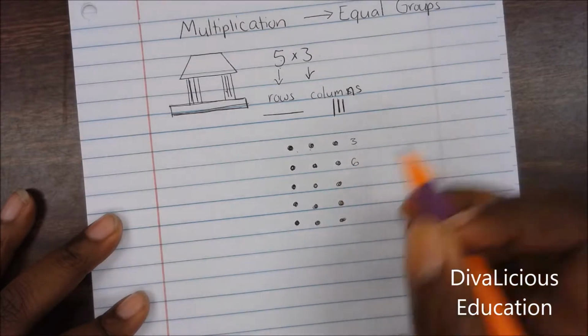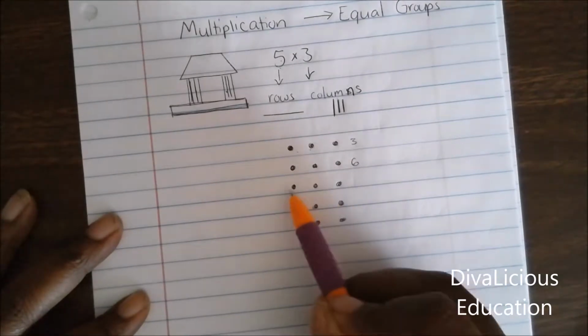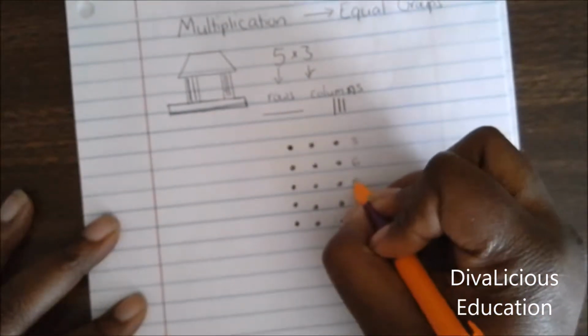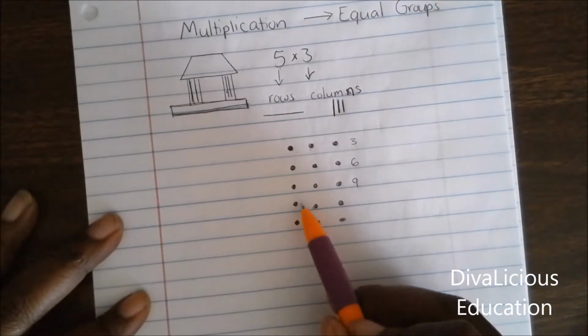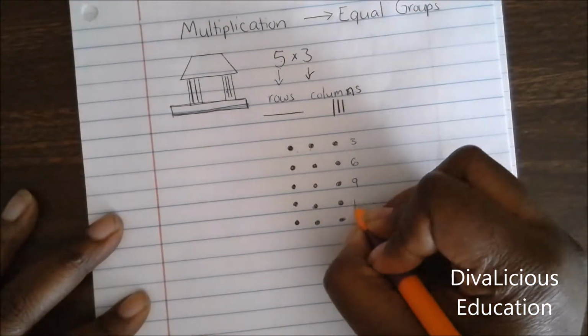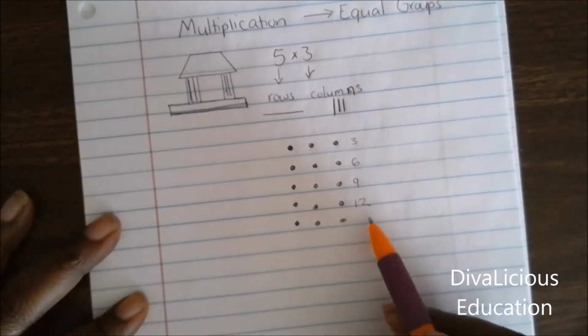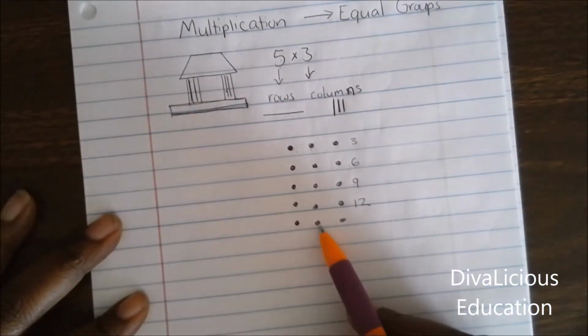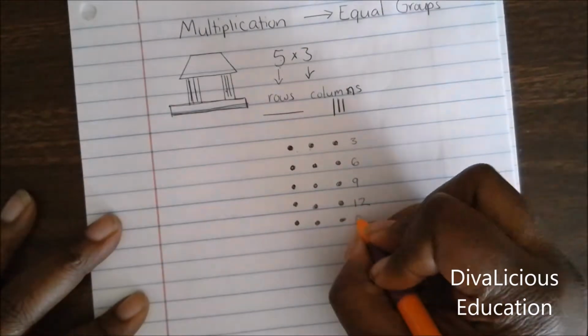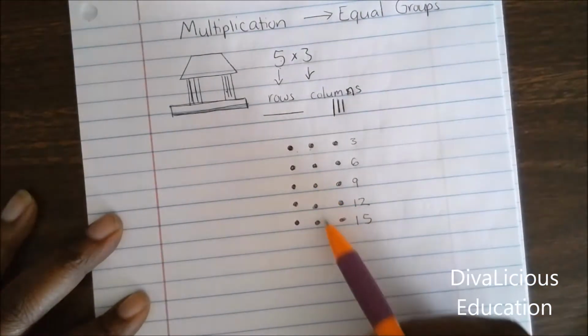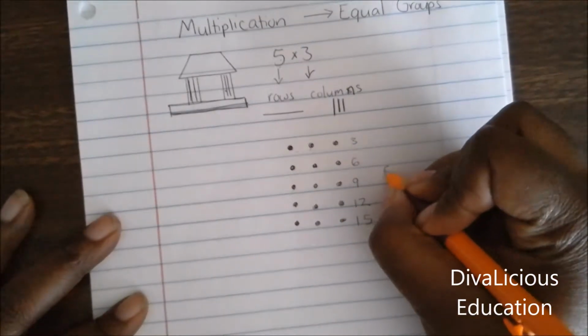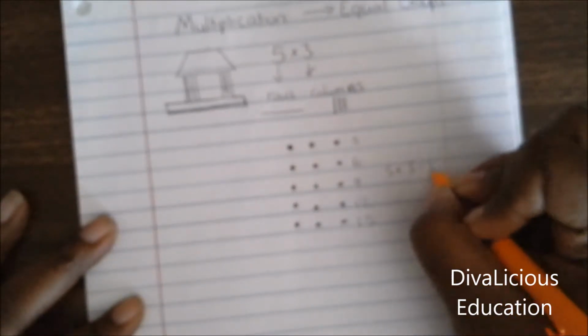So I know that this row is 3, and I know that this row is 6. And if I'm not sure what the next number in the pattern is, I can count it. 7, 8, 9. And then I know that another group of 3 would be 12. Good. And then I know that the next group of 3 would make 15. So what that shows me is that 5 groups of 3 equals 15. It gives me a product of 15.